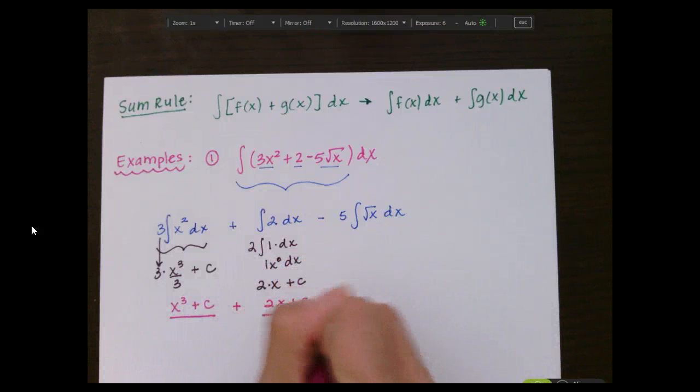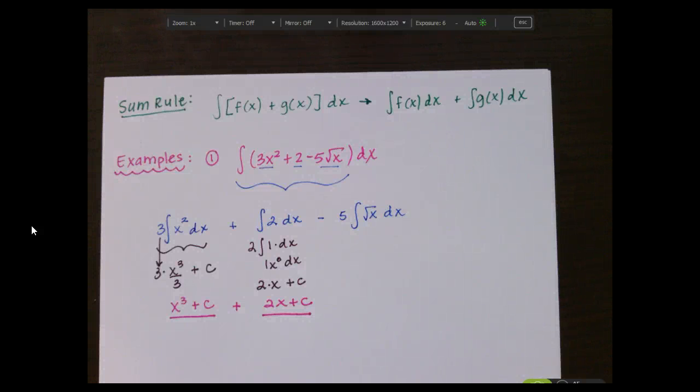And it's always a good idea to double check these. They're so quick to take the derivative of each one, and that would be a check to make sure that your antiderivative is correct. So take the derivative of x cubed and you get 3x squared, which is good because that's what we started with. Take the derivative of 2x and we get 2, and again that's what we started with. When you take the derivative of constants, remember those are just 0, which works out perfectly.